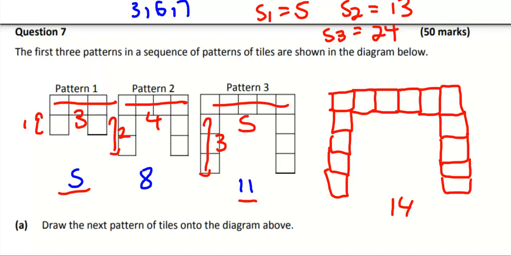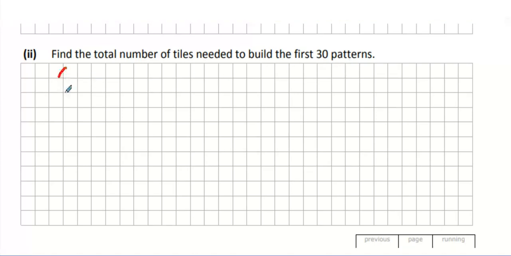Now, if I go to the D part, here we go. Find the total number of tiles needed to build the first 30 patterns. That's a handy one, right? So all you have to do is S30. Anywhere you see n, replace it with 30. So what did we say it was again? 3n squared plus 7n? Yeah, so I'm going to replace all the n's with 30s.